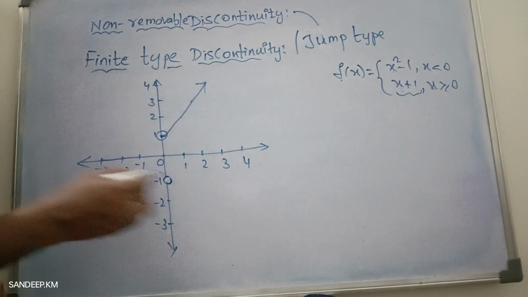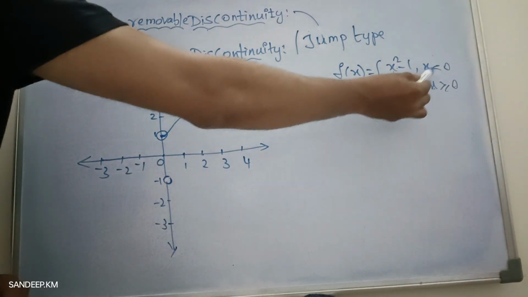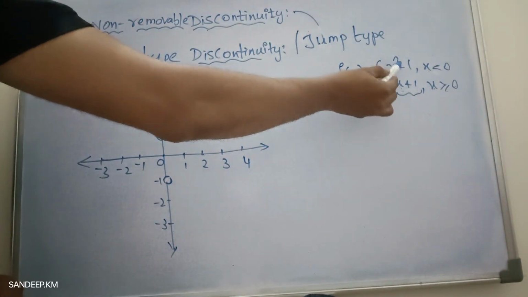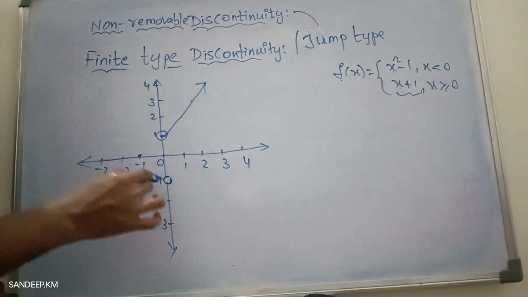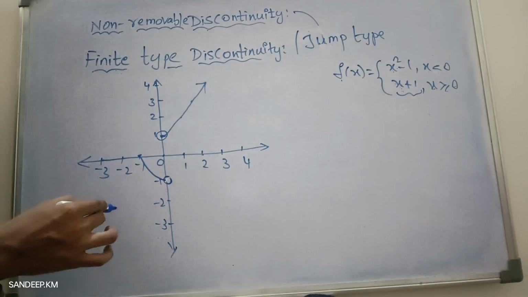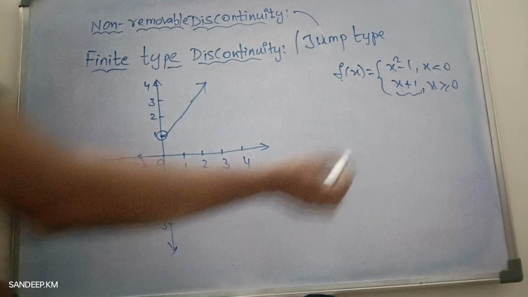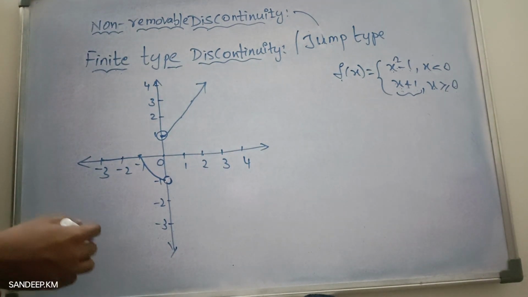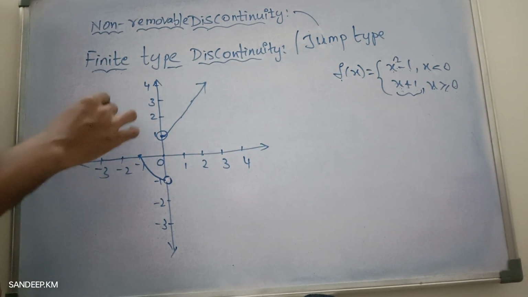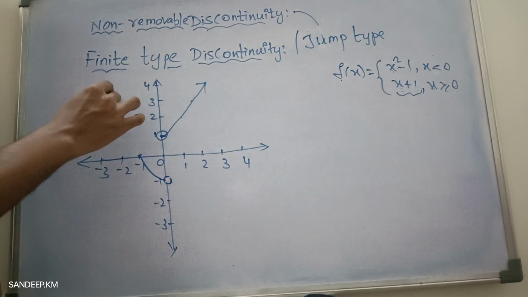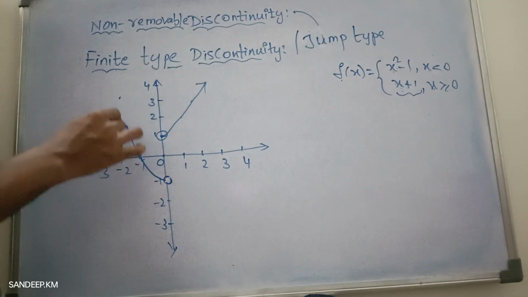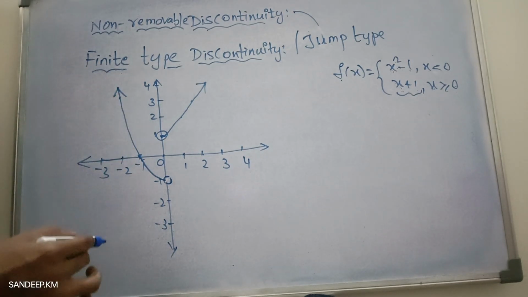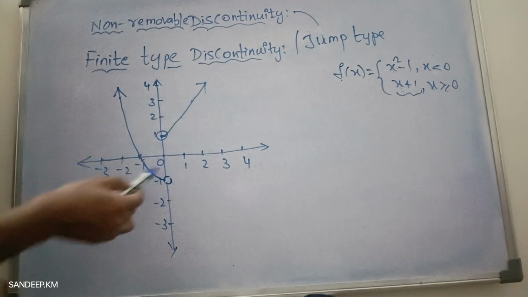When input is minus 1, it is less than 0. So minus 1 whole square minus 1 will be 0. The graph goes like this. It's a parabola. When input is minus 2, minus 2 whole square is 4, 4 minus 1 is 3. When input is minus 2, the output is 3. So obviously it is a parabola. You should have known already. Correct or not?